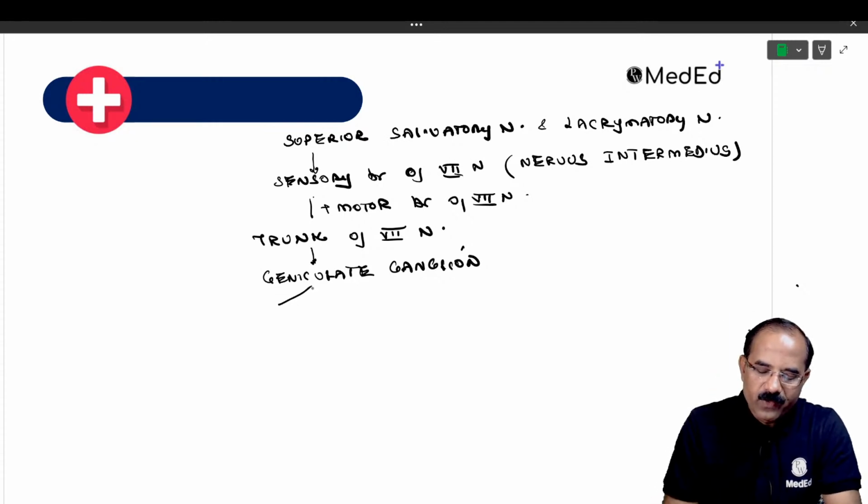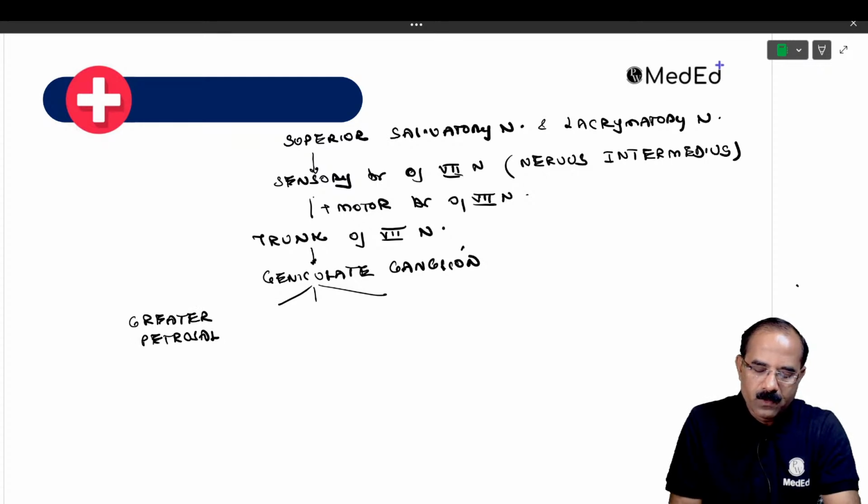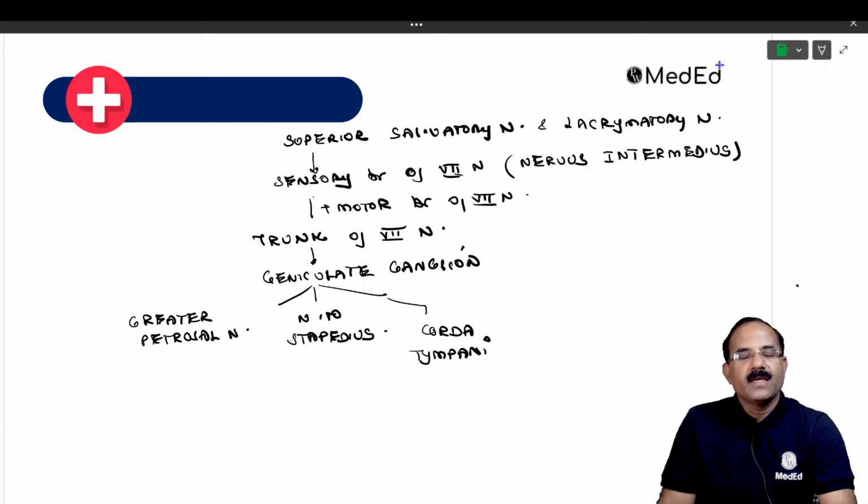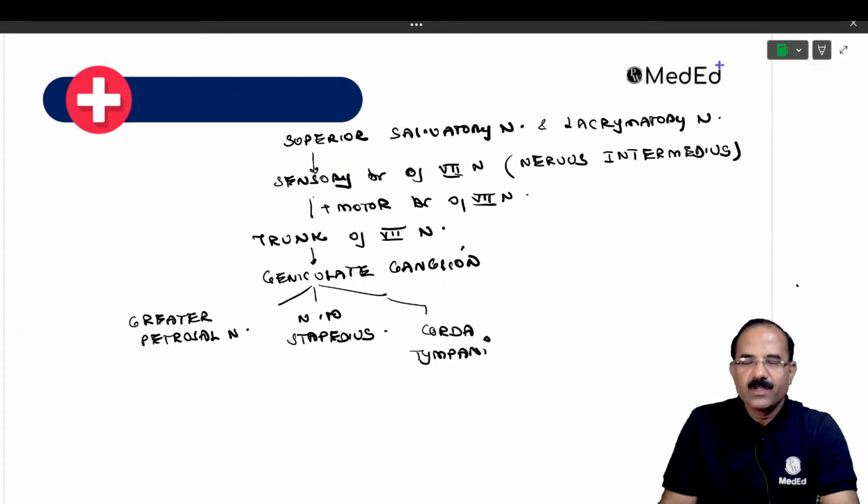In the middle ear, the facial nerve gives 3 branches. One is the greater petrosal nerve, nerve to stapedius, and chorda tympani. Yes. So in the middle ear, the facial nerve gives 3 branches. One is the greater petrosal nerve, the nerve to stapedius, and chorda tympani.